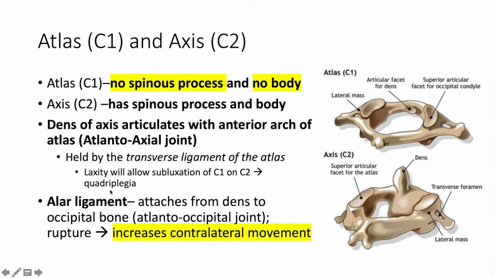So this alar ligament attaches from the dens to the occipital bone. The occipital bone is on the back of your head, and this is at the atlanto-occipital joint. Rupture increases contralateral movement. Contralateral: contra meaning opposite, lateral, moving to the side. So if it ruptures on the right, your head would move to the left.